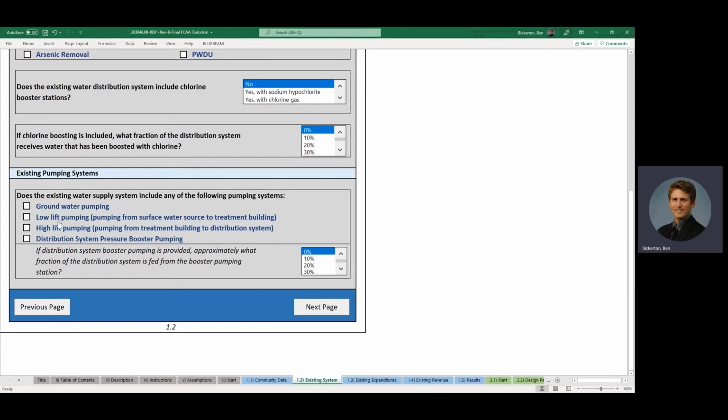So in our case, we have neither, but perhaps we do have a distribution system pressure boosting pump, which we would select if we have a boosted pressure zone within the community. So below here, we pick what portion of the distribution system has a pressure boosting pump, and we'll say 50% of our community has distribution system pressure boosting.